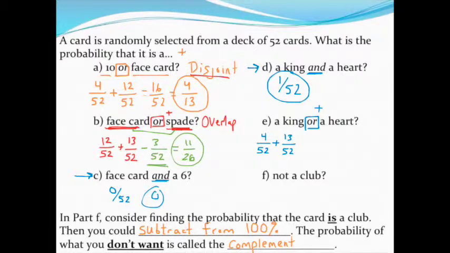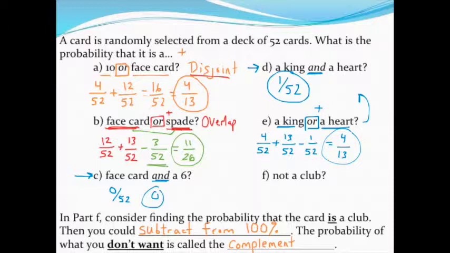Are there any cards that are both kings and hearts? And yes, there's one, the king of hearts, that we actually pulled out up here. So I want to subtract off that overlap. There's one card that overlaps and meets both parts of this criteria. Once I simplify that, I end up with a probability of 4 out of 13.